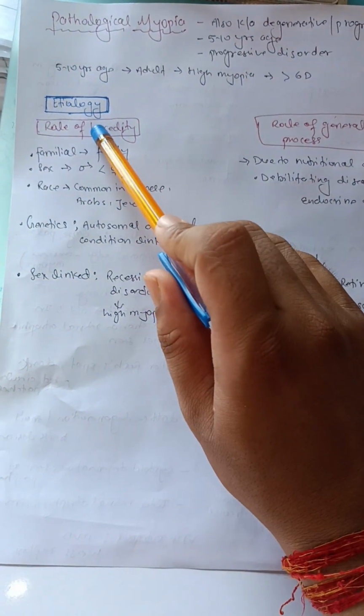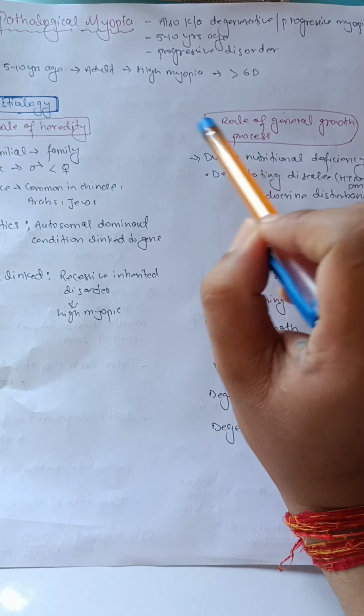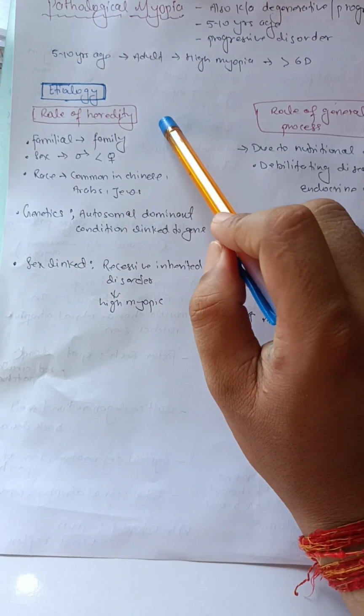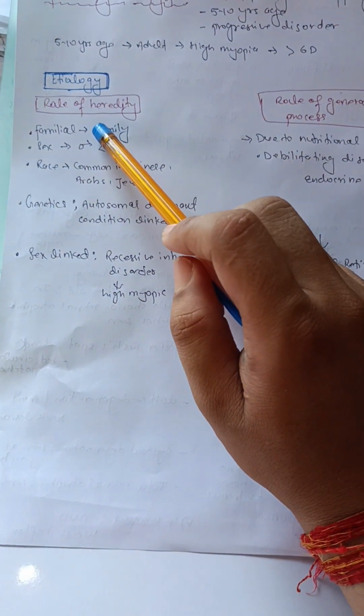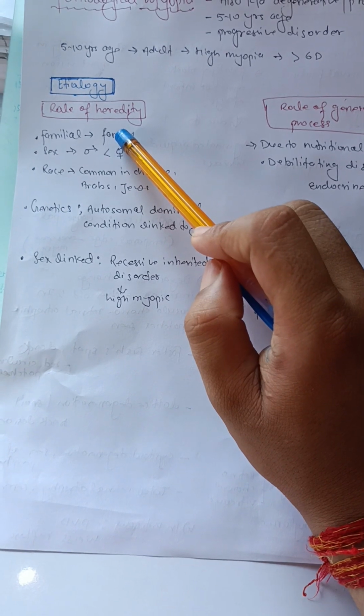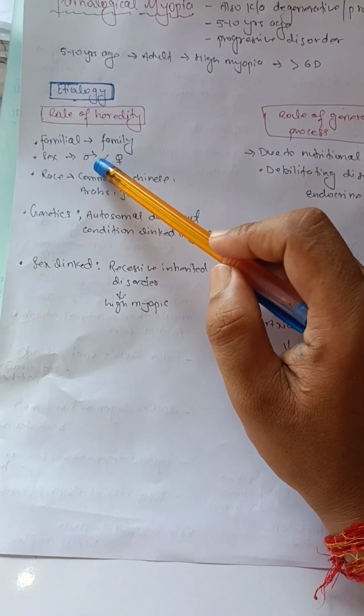And talking about etiology, there is a role of heredity, and there is role of general growth process. So what is the role of heredity? Familial: if there is myopia in the family, there is chance of children to be myopic. And sex: female is more than male.